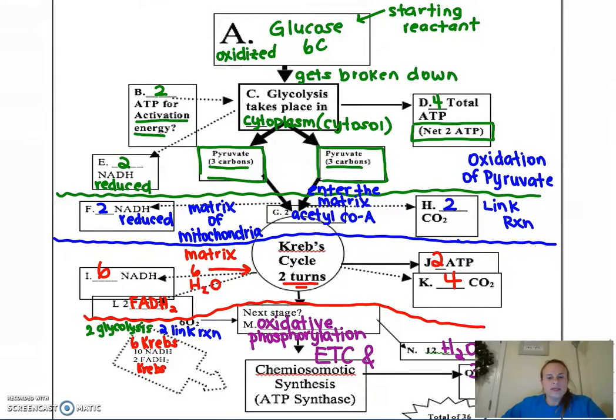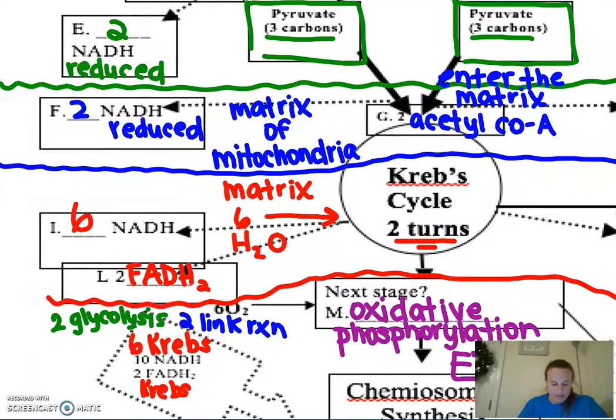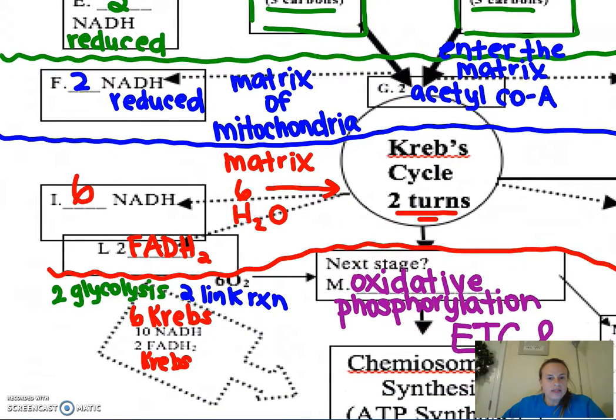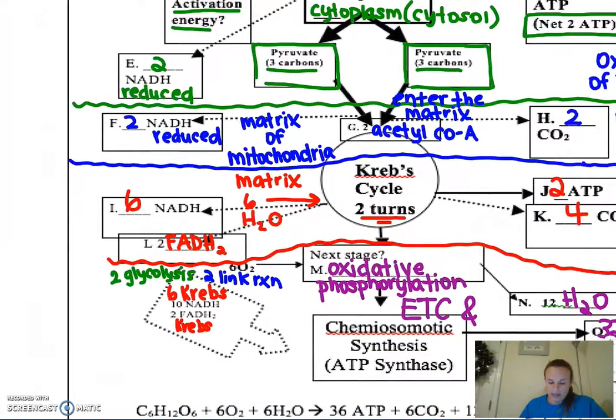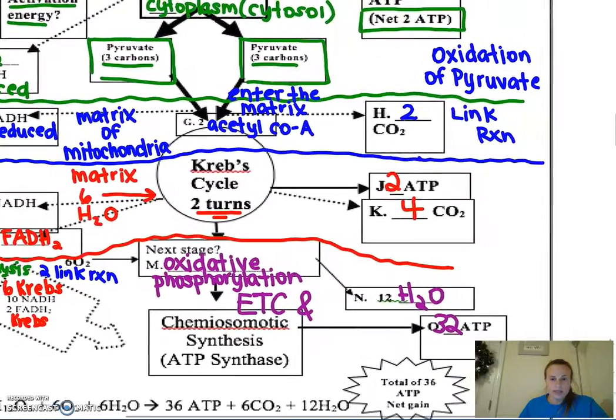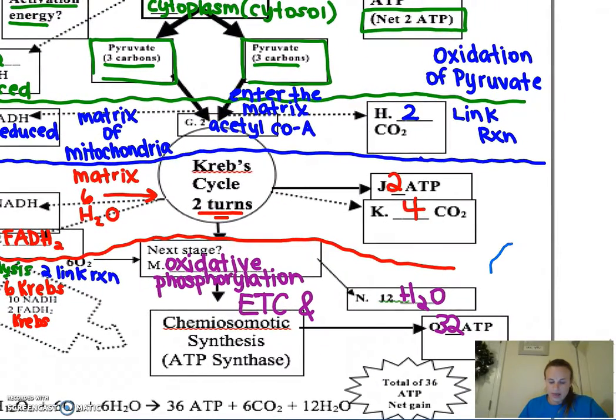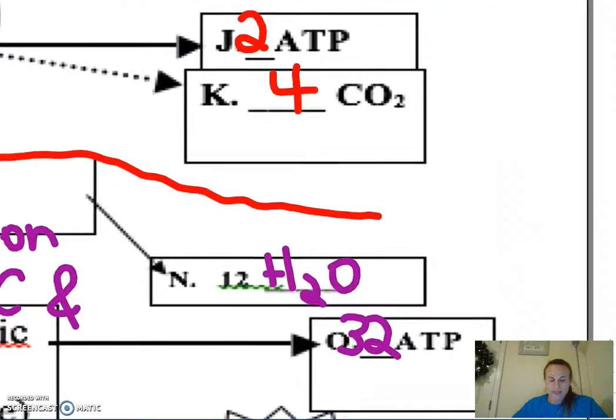So in order to do ETC and chemiosmosis, we have already gotten 10 NADHs and 2 FADH2s. Now, those 2 FADH2s came from the Krebs cycle. For those 10 NADHs, we got 6 from Krebs, 2 from glycolysis, and 2 from the link reaction. And then the main point of doing oxidative phosphorylation is to make 32 ATP. This is where the majority of our ATP is made.